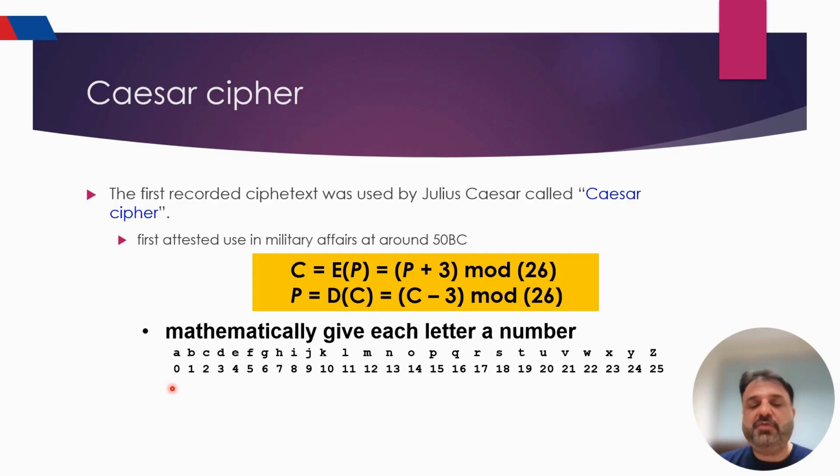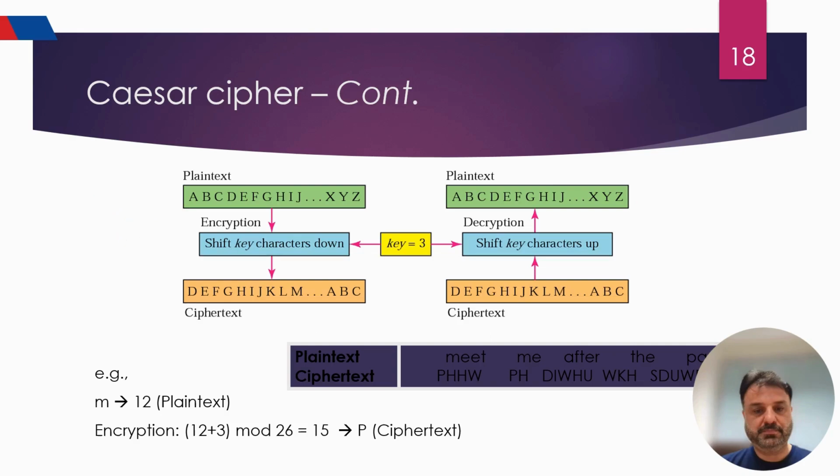So as you can see here, for example, we have A, B, C, D, E, F to Z, and we have 0 to 25. When we use the method, for example with 3, A is 0 plus 3, we have 3. The character with 3 is D, so A is changed to D. For another character, we have P. When we want to encrypt P, it is 15 plus 3, we have 18. So the cipher character is S.